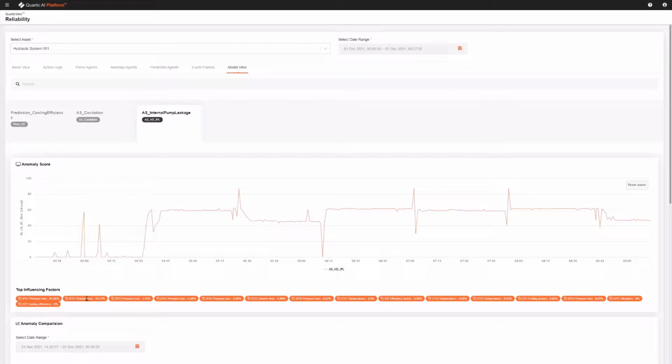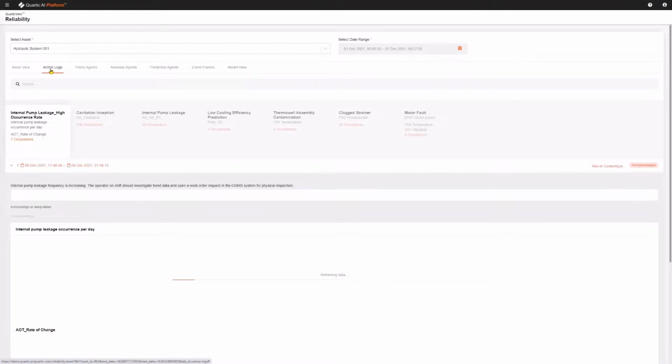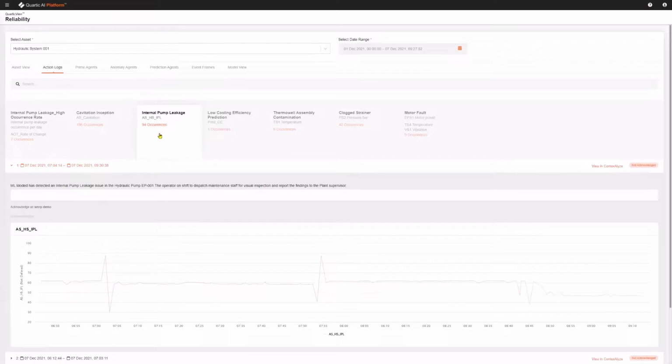So this is what's causing an anomaly to trigger, but when it triggers, what action do I need to take, if any? That's where my action log comes in. So anytime one of these failure modes triggers, I can see what specific action I need to take, and it's going to be directed at specific users. So it's telling them what to do. They can add in comments, acknowledge this, so this becomes a tracking system for not only events that occurred, the abnormal operation, but what was done about them and who was responsible.